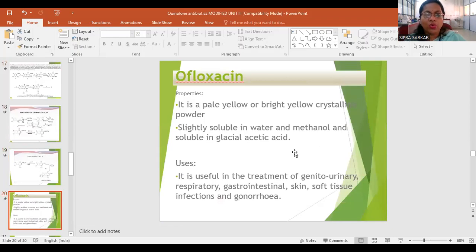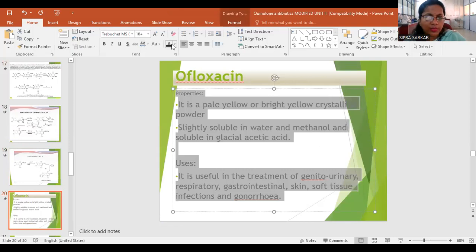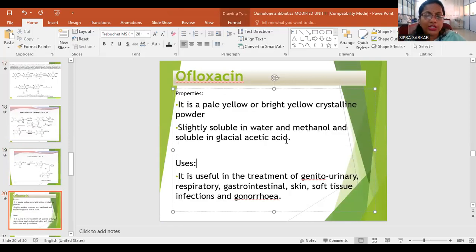Coming to ofloxacin, that is one of the categories that is also like the ciprofloxacin category, and it is also a very good category. It is a pale yellow or bright yellow crystalline powder, slightly soluble in water and soluble in glacial acetic acid also. It is useful in the treatment of genitourinary tract infection, respiratory infection, gastrointestinal, skin and soft tissue infection, and gonorrhea also.